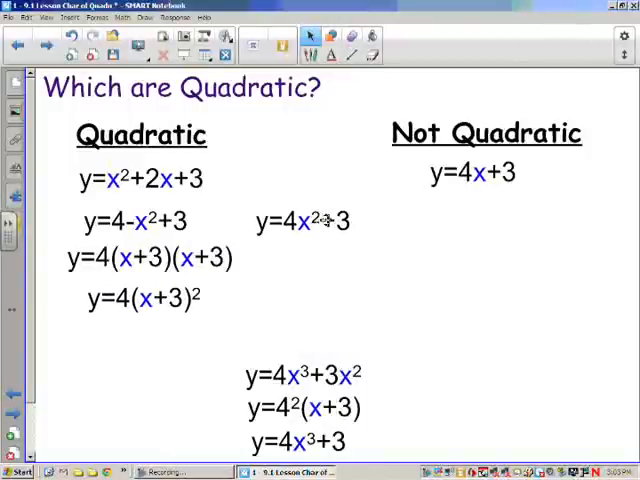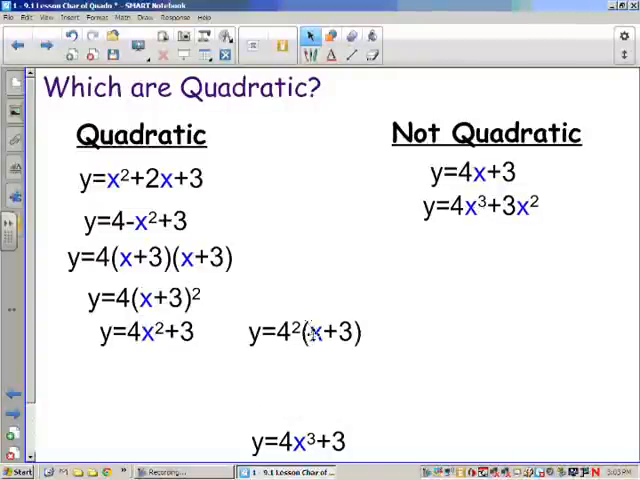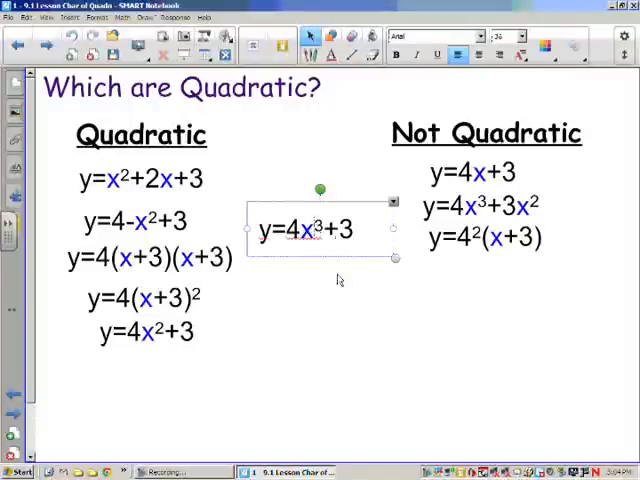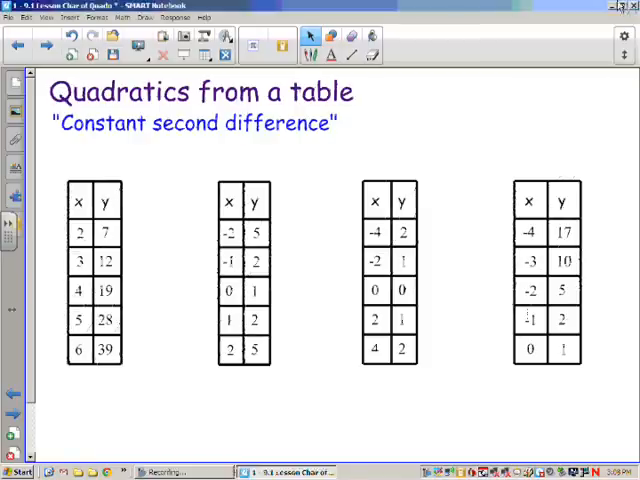This one's fairly obvious. This one has an x squared, but it's not the highest. It's got the x to the 3rd. We'd call that a cubic, or degree 3. A little tricky on this one. We've got a 4 squared, but the x is not raised to the 2, so this one's not quadratic. And then last, 4x cubed. It doesn't even have an x squared, and its highest exponent is not 2. So that one's not quadratic.